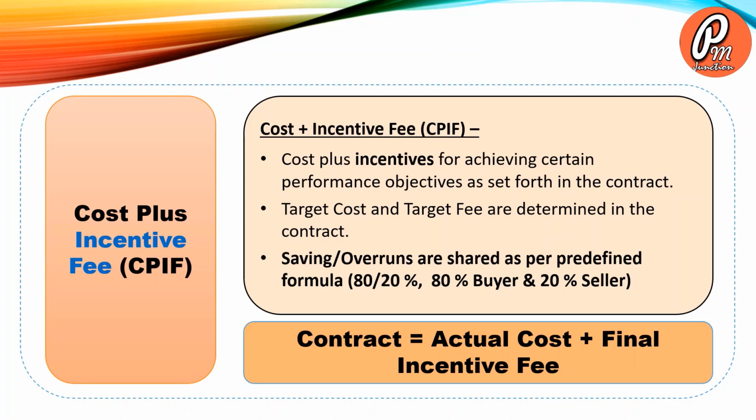Next contract is cost plus incentive fee contract. This type of contract is used to motivate the seller by providing incentive for achieving certain performance objectives as set forth in the contract. Target cost and target fee are determined in the contract. Savings and overruns are shared as per the predefined formula. For example, 80-20, 80% by buyer and 20% by seller. So the contract value will be actual cost plus final incentive fee.